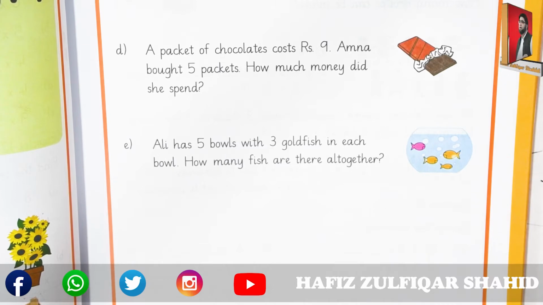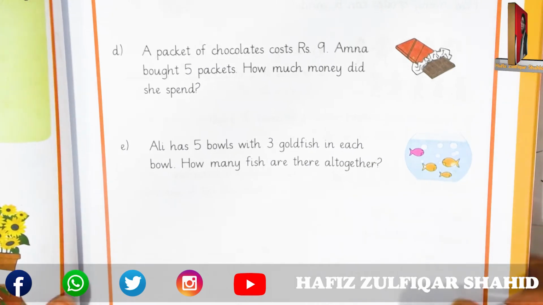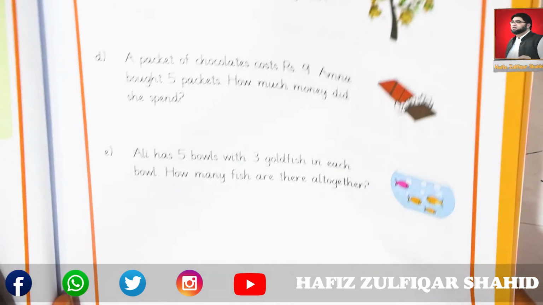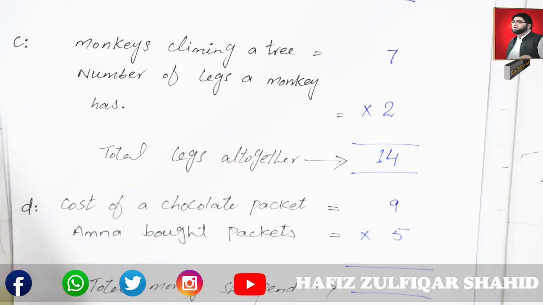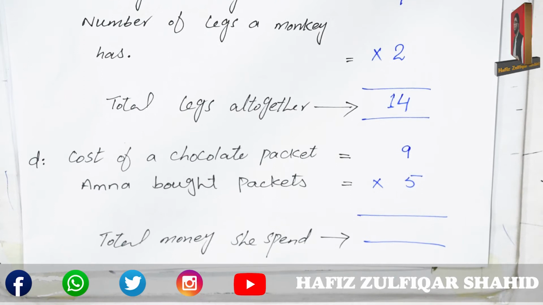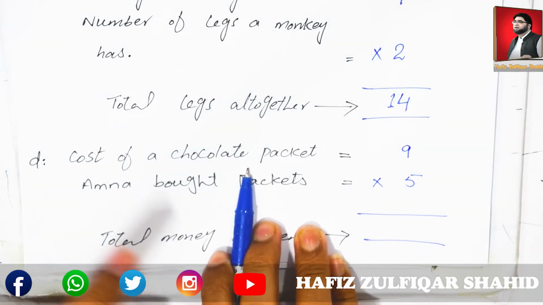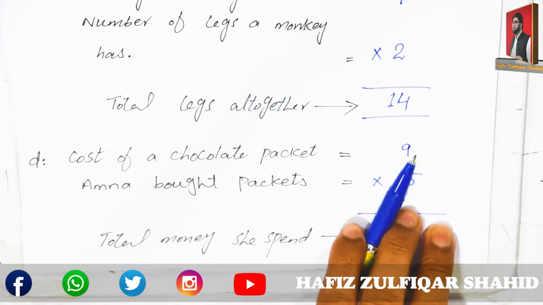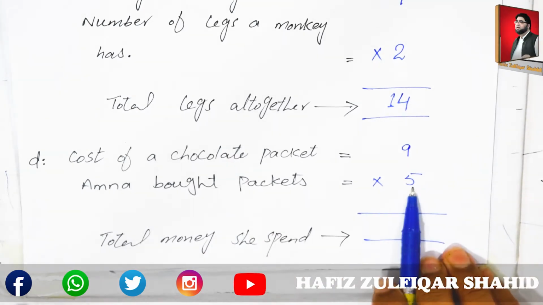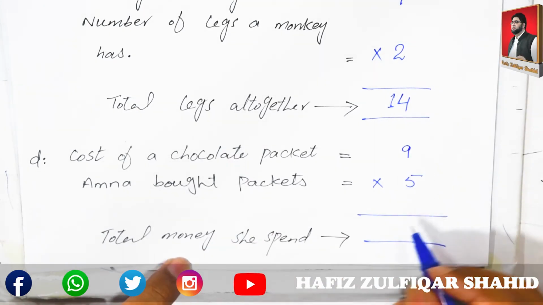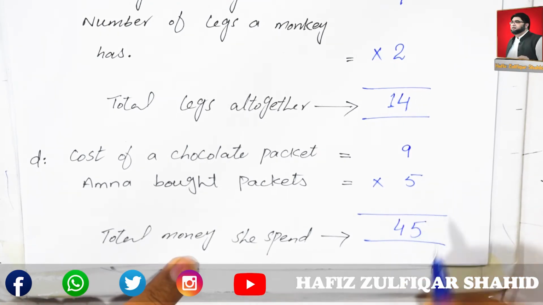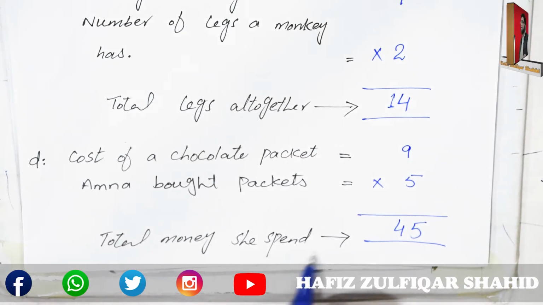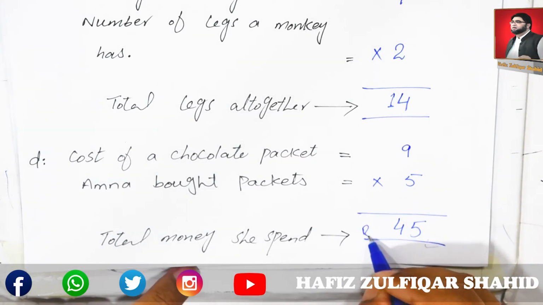How much money did she spend? Now let's find out how much money she needs to buy 5 packets of chocolates when we have to pay 9 rupees for one packet of chocolate. The cost of one packet is 9 and Amna bought 5 packets. Multiply these two numbers. 5 times 9 is 45. The total money she spent is ₹45.